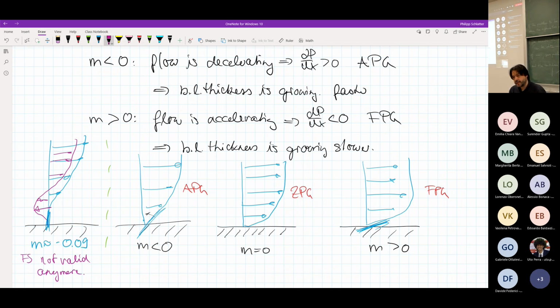Okay. So that explains a little bit how you would now get in the effect of pressure gradient using different Falkner-Skan profiles with different acceleration parameters.